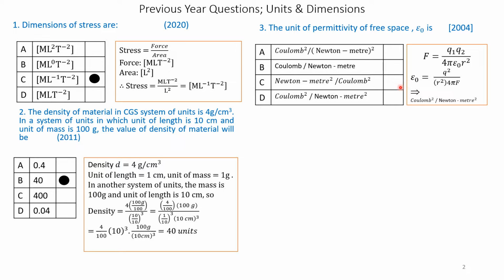So this is given in option D. Please don't get confused with option A. Option A is newton meter whole square. This is newton dash meter square. This is r square. So option D is the correct answer.